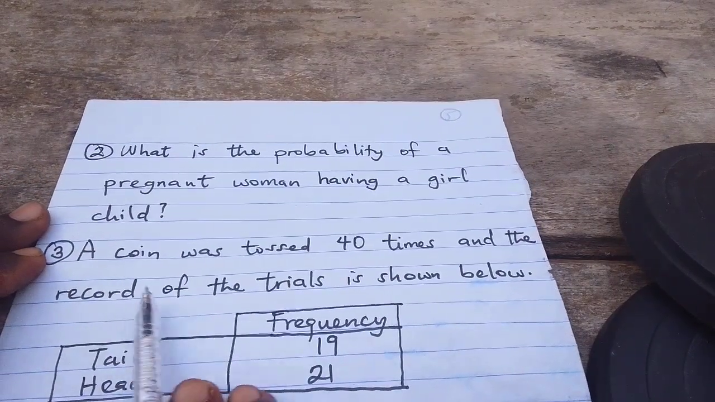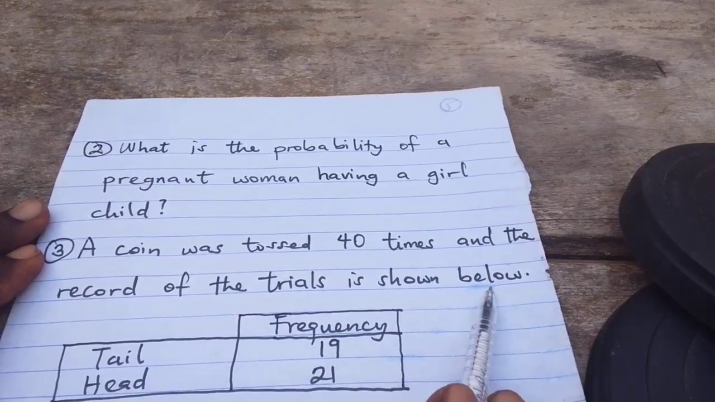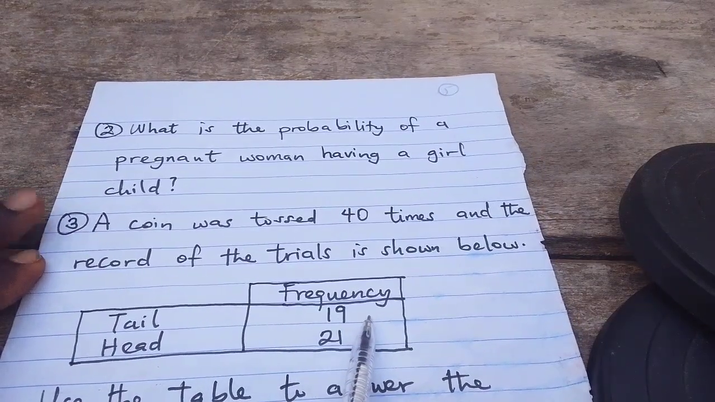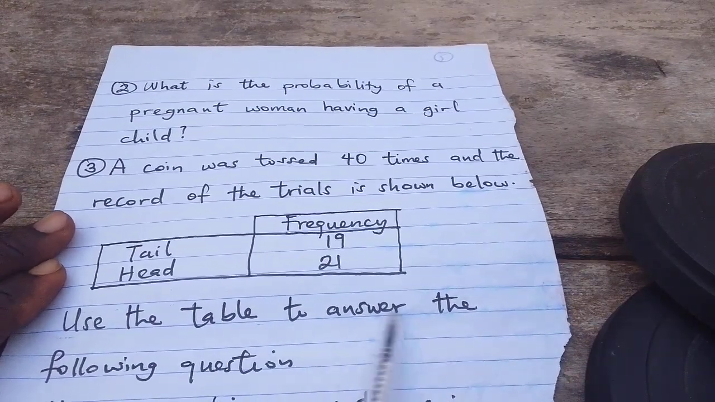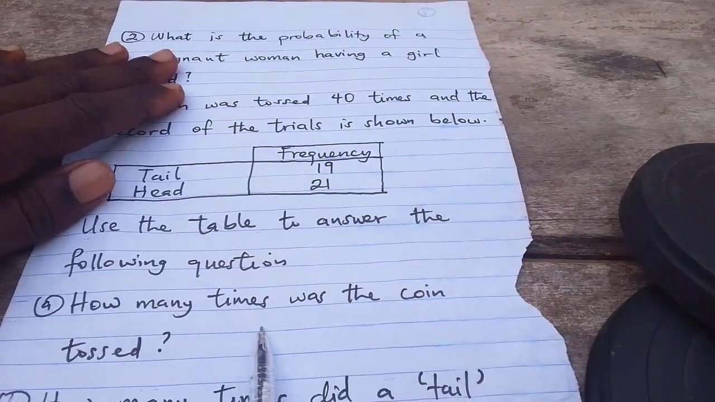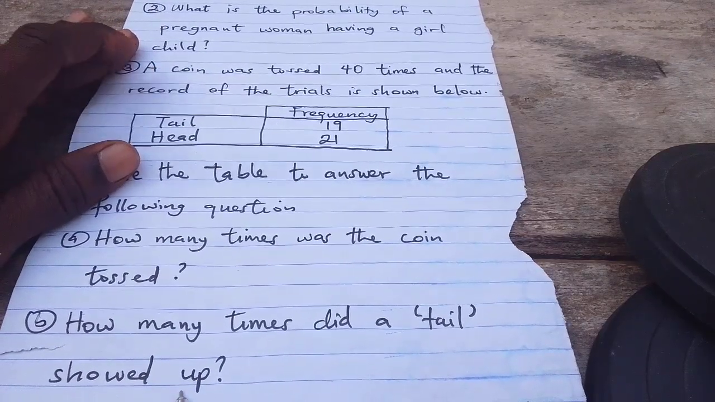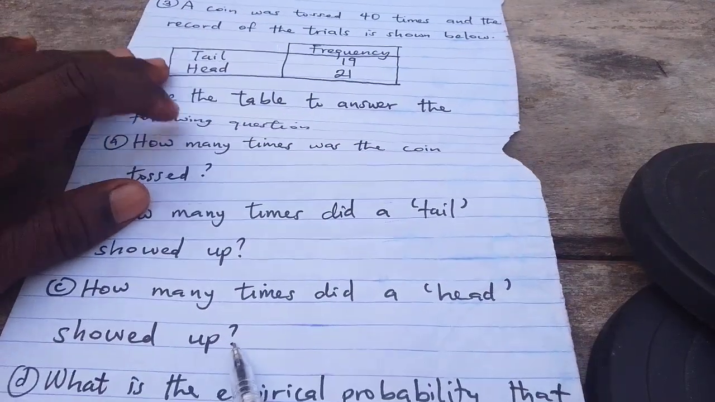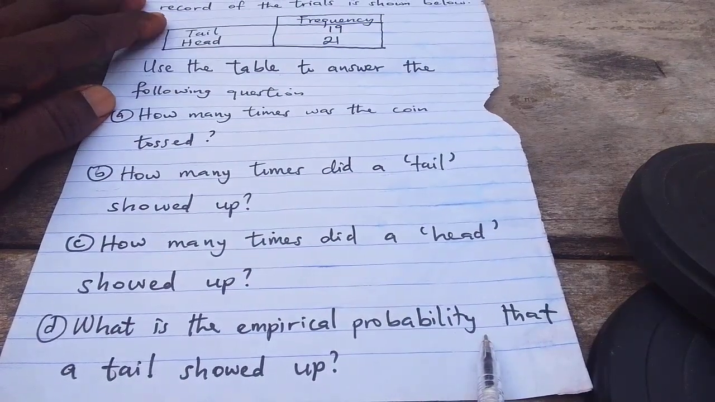Number 3. A coin was tossed 40 times and the record of the trials is shown below. So this is their frequency. So the tail appears 19 times and the head appears 21 times. Use the table to answer the following questions. A. How many times was the coin tossed? B. How many times did a tail show up? C. How many times did a head show up? D. What is the empirical probability that a tail showed up?